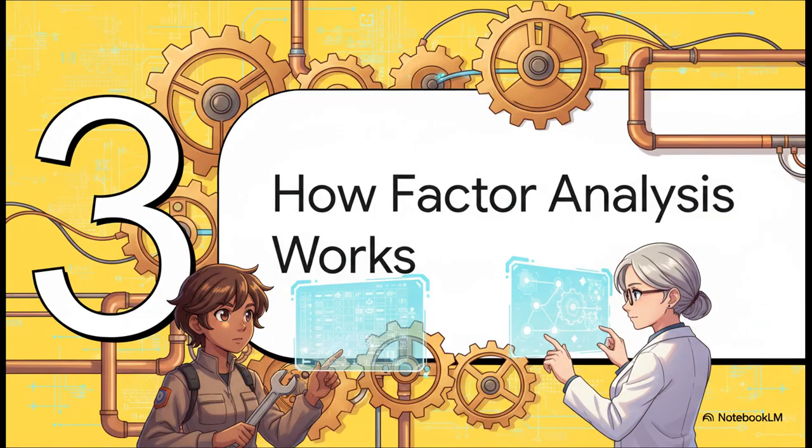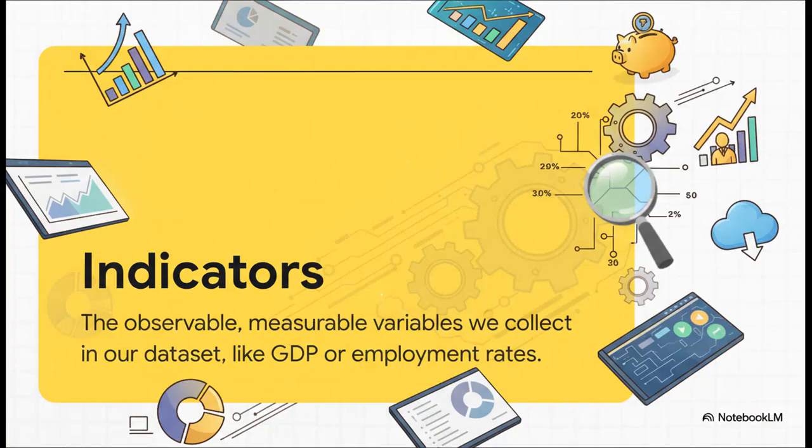Okay, so how does this machine actually work? Let's pop the hood for a second and look at the basic mechanics. It's actually pretty clever. So we start with what we call our indicators. These are the concrete, observable data points that are right there in our spreadsheet. If we're looking at the economy, our indicators would be things we can measure, like GDP growth, the employment rate, and the inflation rate. Think of these as the symptoms we can see.